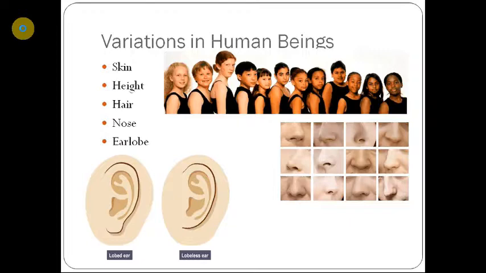Variations in human beings. Like we can see in this diagram, we have different skin color, different height, different hair, and nose. As we can see in this diagram here, all the types of noses are different in every human being. We all have different outlooks. Like we can see in the earlobe, we might have an earlobe which is detached and this one is attached.